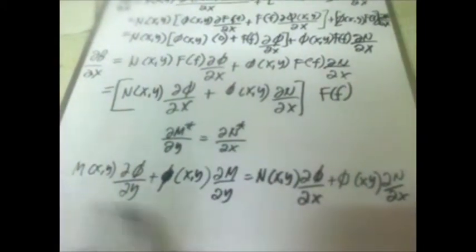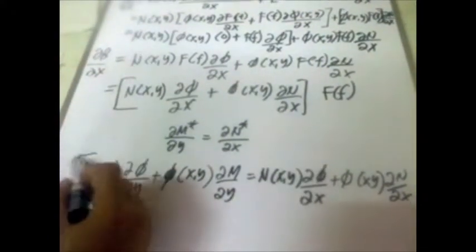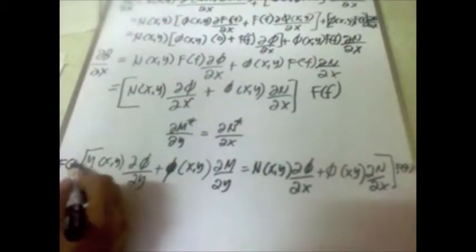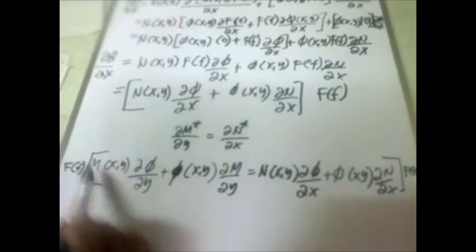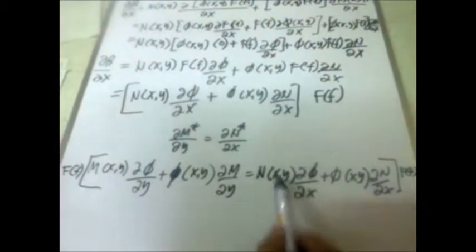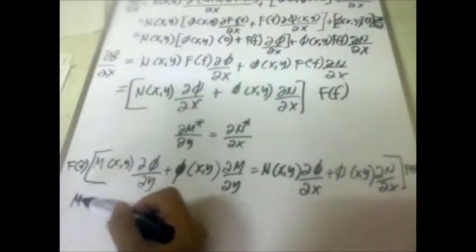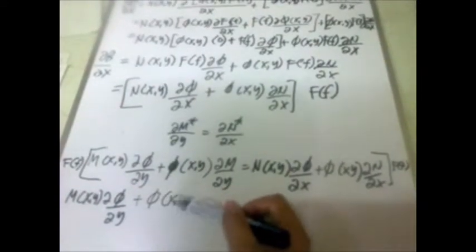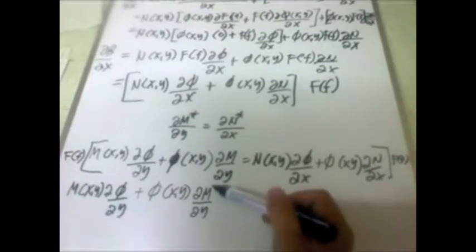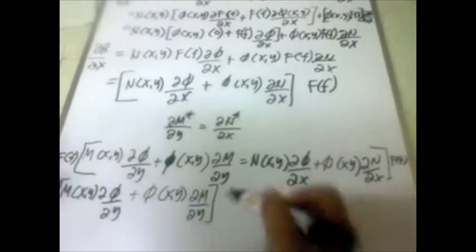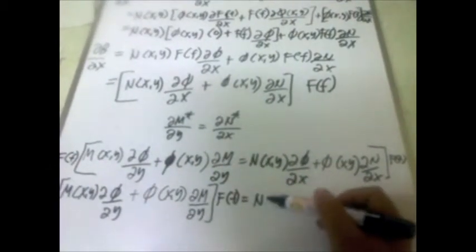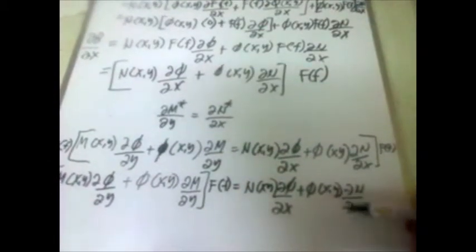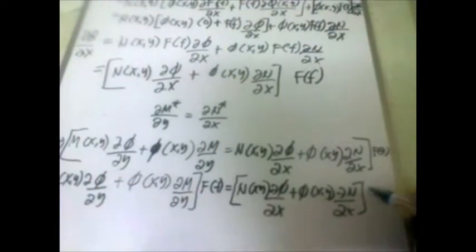And this entire equation, on the left side and the right side, will be multiplied by a function f. Let us see what the result would be. Simply, all the terms will be multiplied by f on the left side of the equation, and on the right side as well. So it is now M of x and y, partial phi over partial y, plus phi of x and y, partial M over partial y, put in a quantity and multiplied by f, equals N of x and y, partial phi over partial x, plus phi of x and y, partial N over partial x, also put in a quantity and multiplied by f.